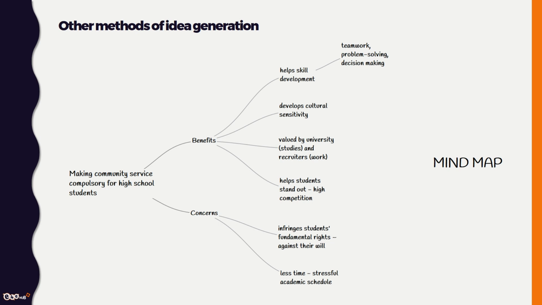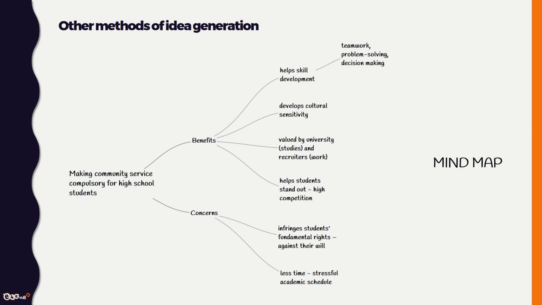So again, making community service compulsory for high school students is the specific topic that I have to write about in the essay. And it's been separated into two branches. One is benefits, the next is concerns related to this idea. So points against this idea. Benefits again has 4 branches. The first branch, it helps skill development. And that branch is again divided into another sub branch, which is what type of skills are developed. Maybe teamwork, problem solving, decision making, things like that.